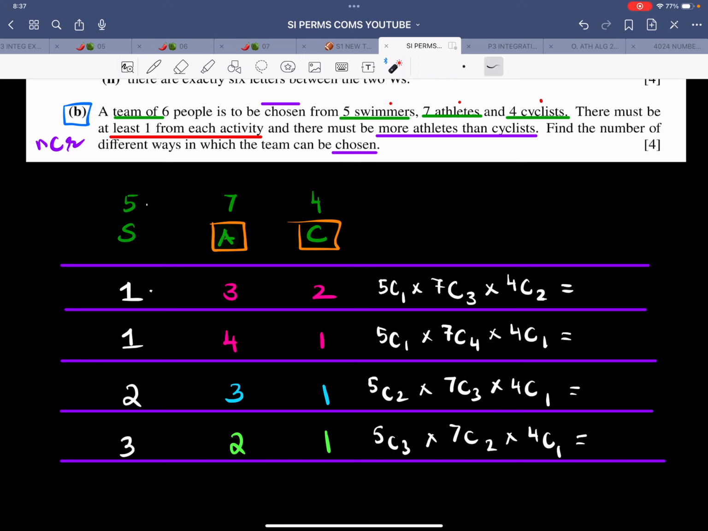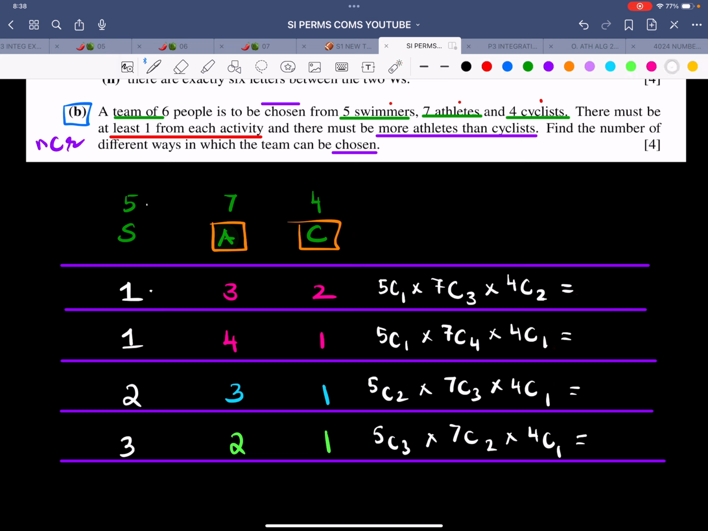It's a good idea to double check. 5 and this is 1 and this is 1 and this is 2 and this is 3. 5C1, 5C1, 5C2, 5C3. Perfect. This is 3, 4, 3, 2, 7C3, 7C4, 7C3, 7C2. And then it is 2, 1, 1, 1, 4C2, 4C1, 4C1, 4C1.